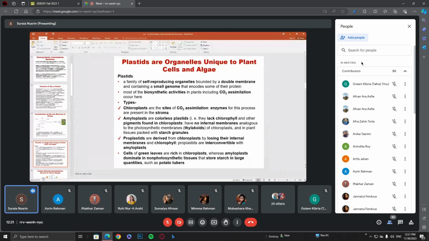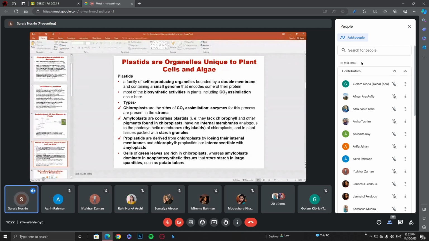Third one is proplastids. They come from the chloroplast, when the chloroplast loses its internal membranes and chlorophyll. So at first there is chloroplast, eventually the chloroplast loses its chlorophyll and internal membranes, and then they become proplastids. Eventually the proplastids become amyloplasts, and the main function of the amyloplast is to store carbohydrate.